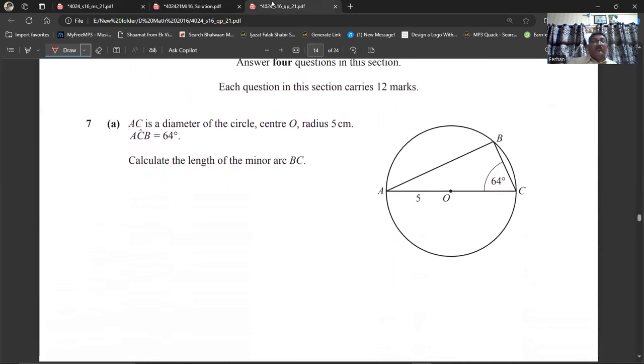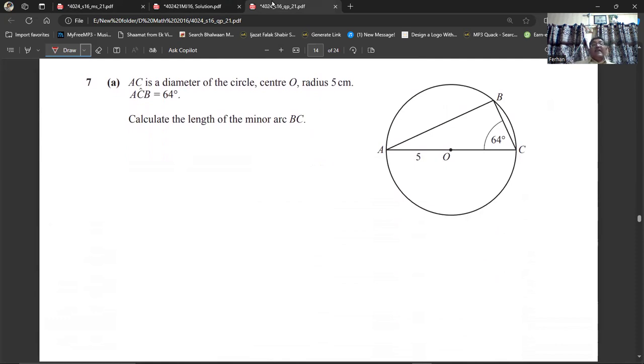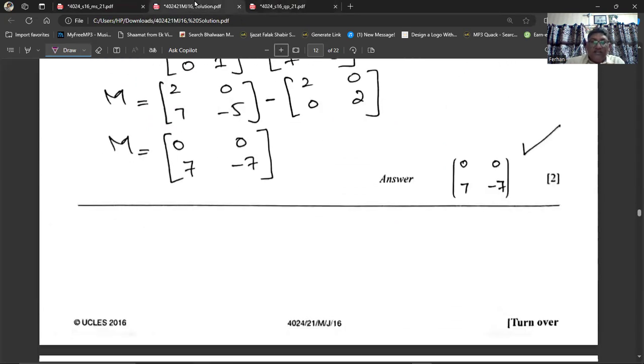Okay, so we are going to the next part, which is question number 7. He says A part: AC is the diameter of a circle, center O, radius 5 centimeter. Angle ACB is 64. Calculate the length of the minor arc BC. So they want me to find this arc BC. Let me show you. I've worked on it.